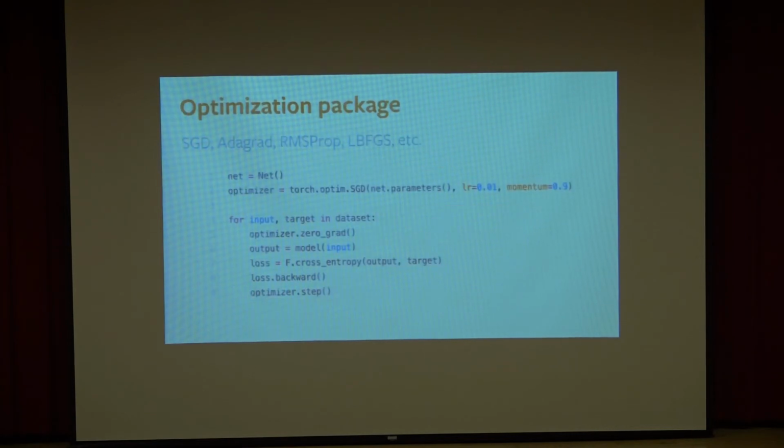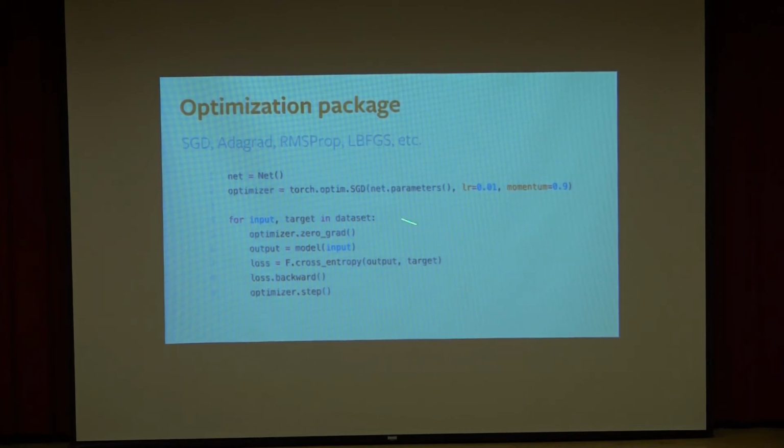Next, we have an optimization package. We have a lot of the standard methods that are SGD, AdaGrad, LBFGS, Adam, and so on. And the way you use it is you create a network, and you create an optimizer that gets all the parameters of the network, which are the learnable weights of the network, along with, you can set some learning rate and so on. And then usually you loop over your data set.